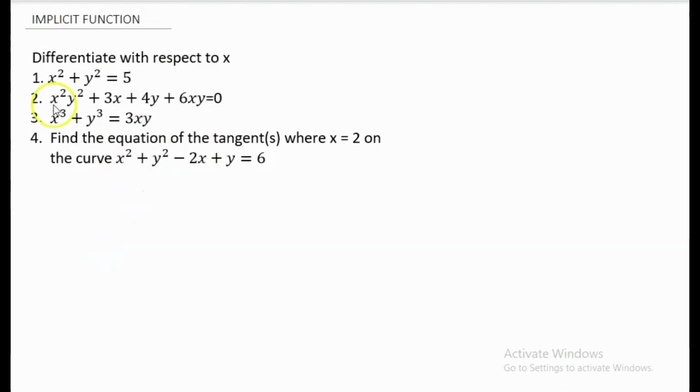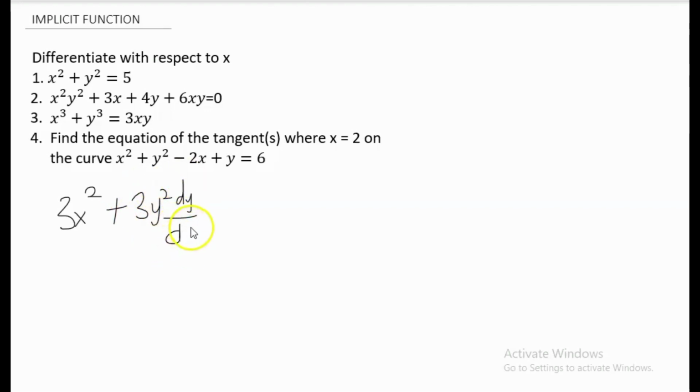So we have the next question, number 3. So this is x cubed plus y cubed equals to 3xy. So it's the same thing that we're going to do. Okay, so now let's start to differentiate this. So if we differentiate x cubed, we have 3x squared. If we differentiate y cubed, we have 3y squared, but don't forget your dy dx.